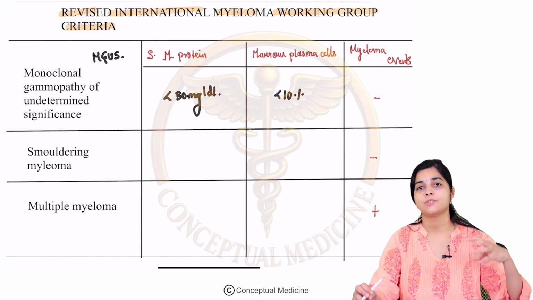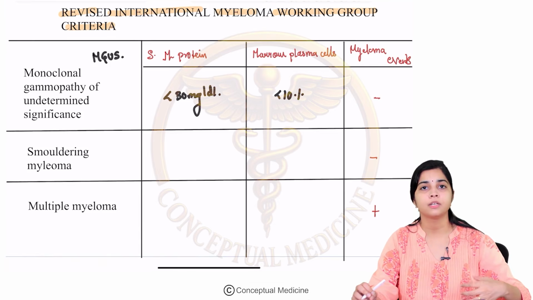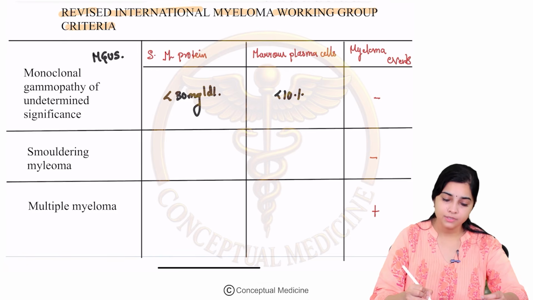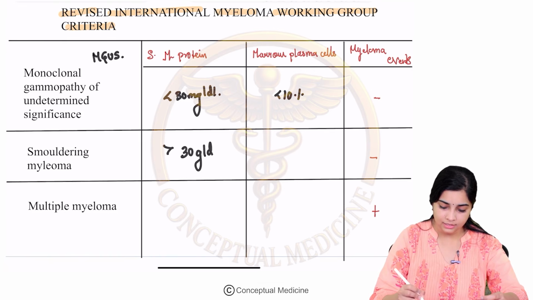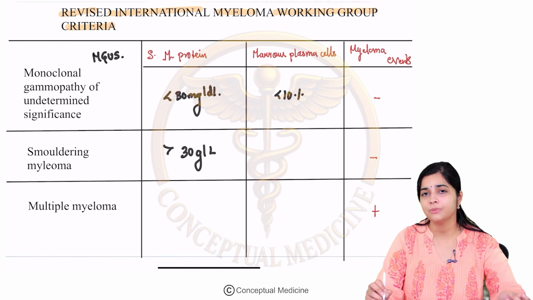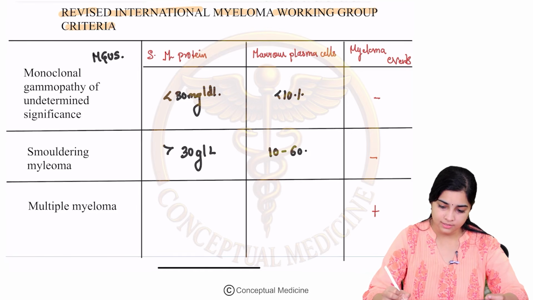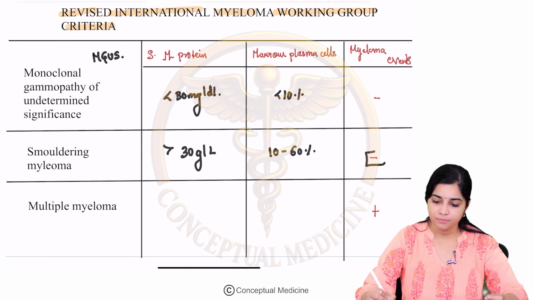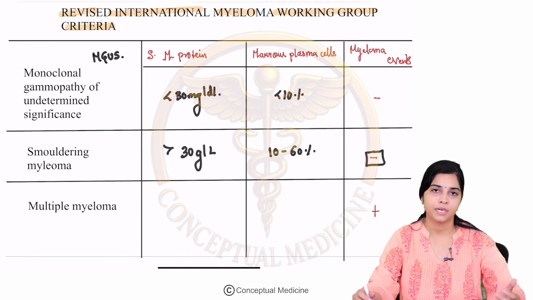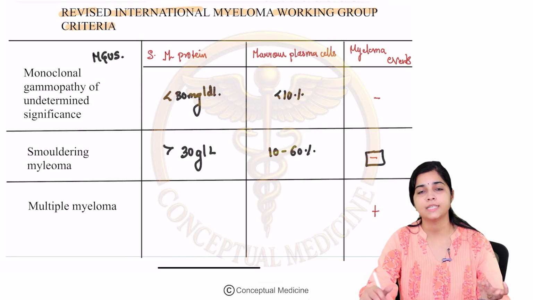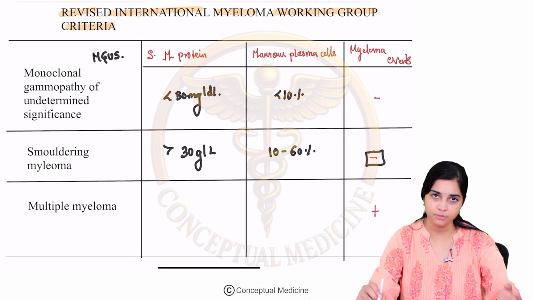So the next stage is, MGUS goes on to smoldering myeloma, goes on to multiple myeloma. In smoldering myeloma, you do have the serum M protein more than 30 gram per liter, and if you do a bone marrow, the plasma cells are around 10 to 60%, and very importantly, again you don't have a myeloma defining event. What is a myeloma defining event? It is the CRAB features: hypercalcemia, renal failure, anemia and bone pain.